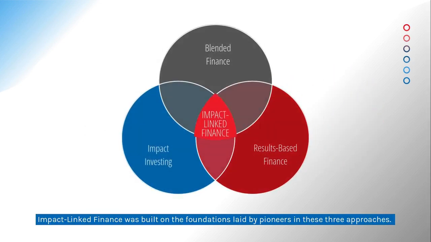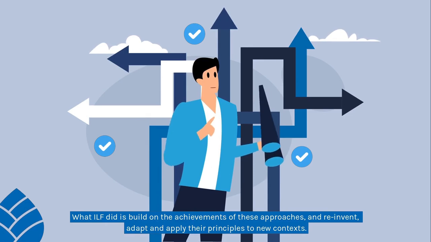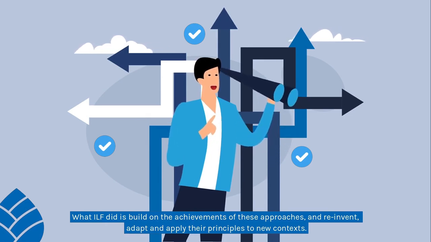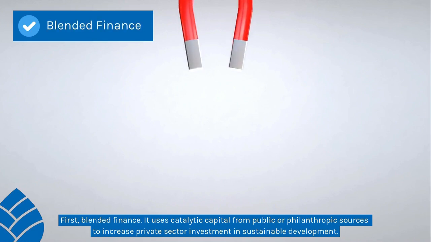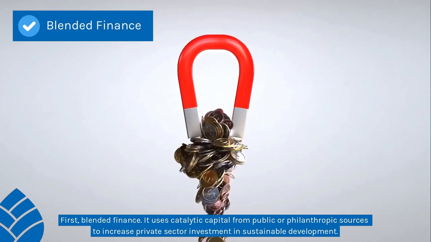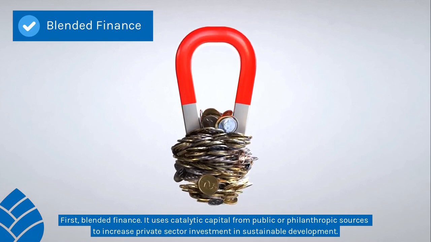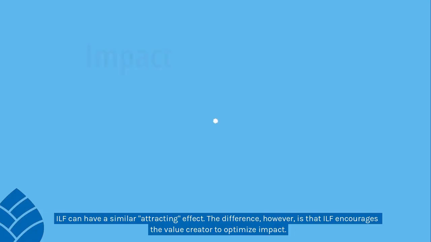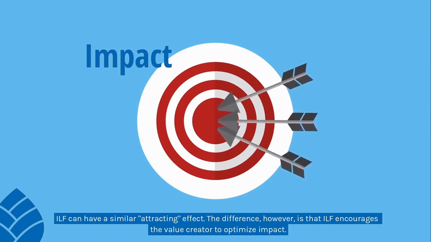Impact-linked finance was built on the foundations laid by pioneers in these three approaches. What ILF did is build on the achievements of these approaches and reinvent, adapt, and apply their principles to new contexts. First, blended finance. It uses catalytic capital from public or philanthropic sources to increase private sector investment in sustainable development. ILF can have a similar attracting effect. The difference, however, is that ILF encourages the value creator to optimize impact.